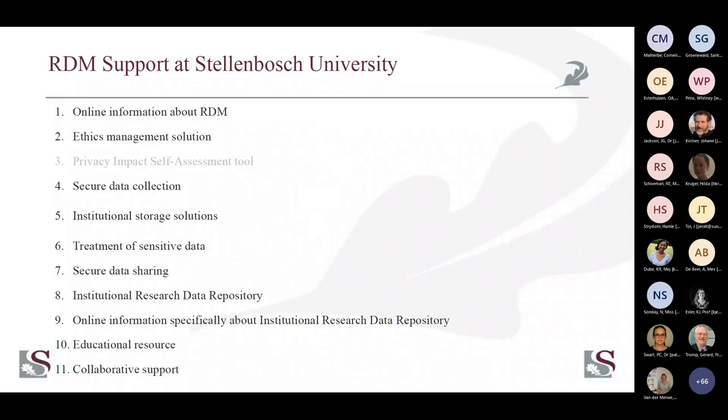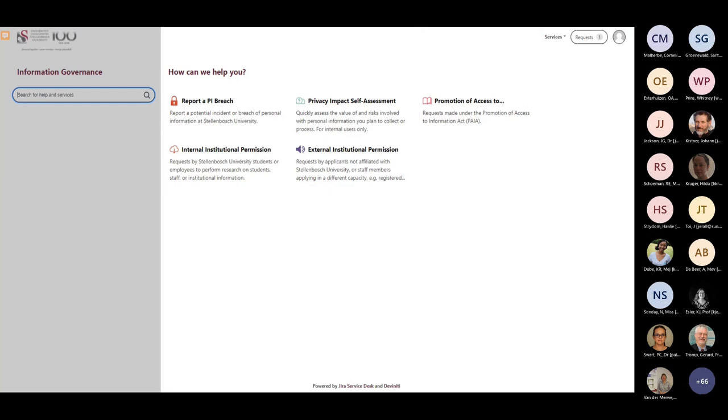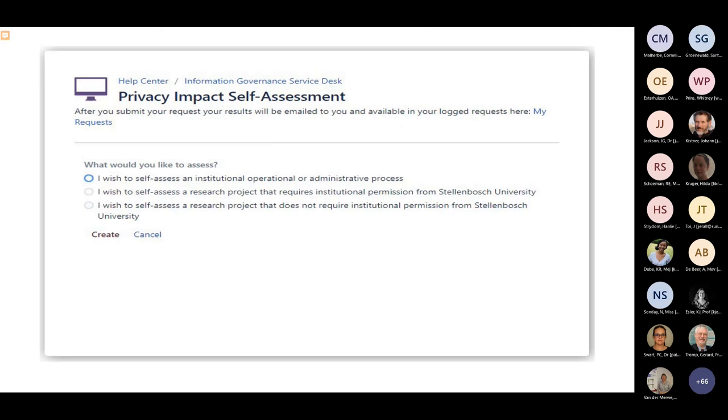The next tool is known as the Privacy Impact Self-Assessment Tool. This is managed by the Division of Information Governance in order to facilitate compliance with POPIA, the Protection of Personal Information Act. Essentially, the RDM regulations state that whenever someone is conducting research that involves human participants, they need to complete a Privacy Impact Self-Assessment. This allows us to determine the risk profile associated with the research data, and that informs the decision with regards to the most appropriate medium of storage that should be used for the research data in question.